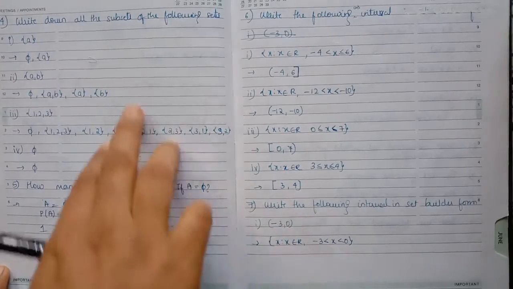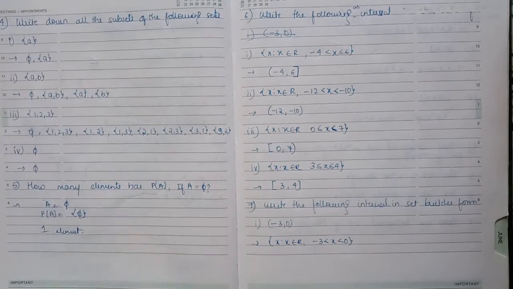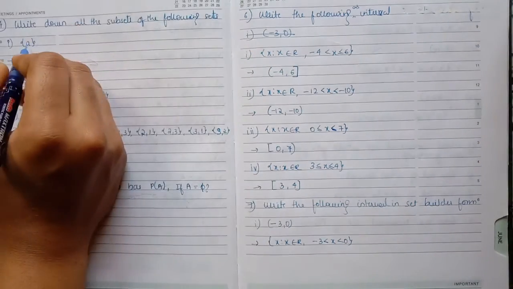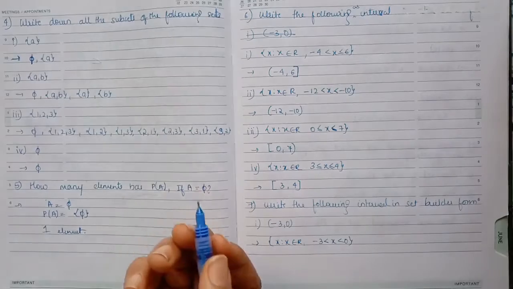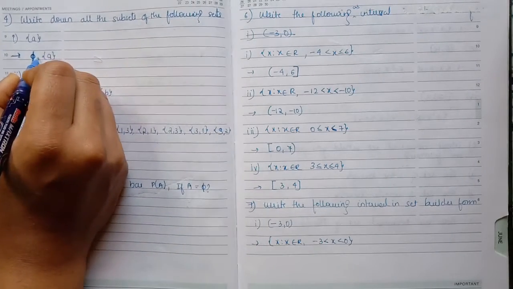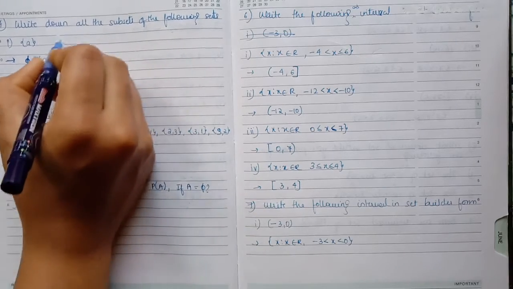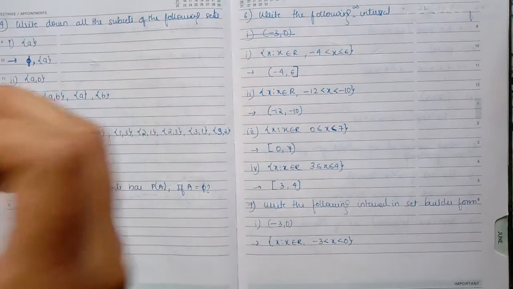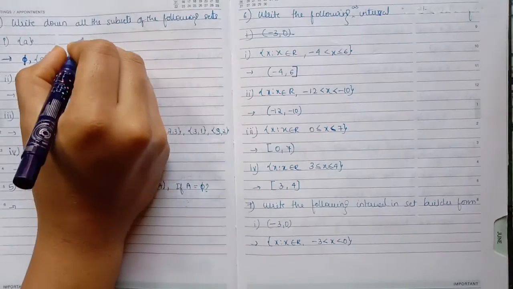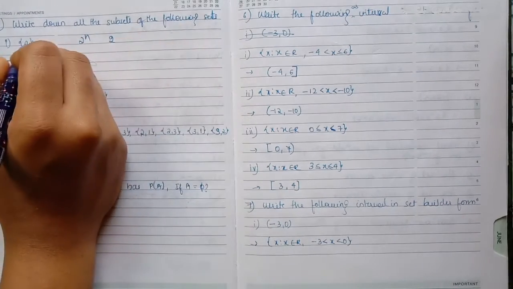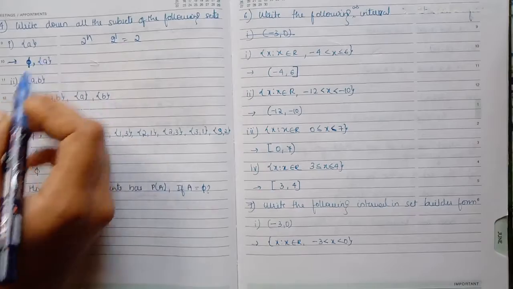That is, write down all the subsets of the following sets. So we should write down the subsets of the given set A. As I said, every set has a null set, so for the null set I have used phi, and every set is a subset of itself, so here A is a subset of A. As I said in the introduction, one of the formulas given is 2 raised to n. Here the number of elements is 1, so the number of subsets will be 2. Here we got 1, 2, so it is a correct answer.